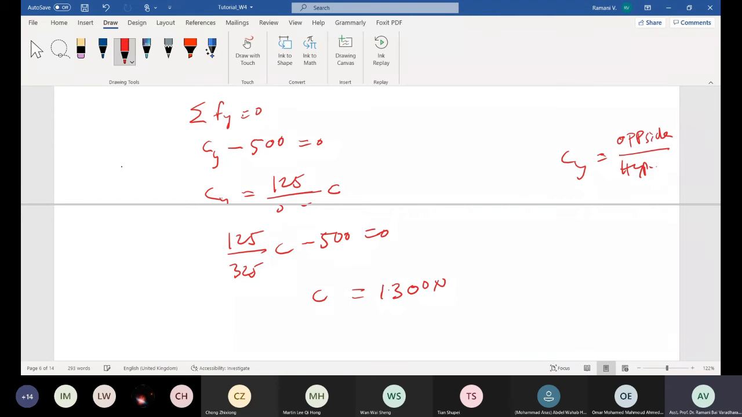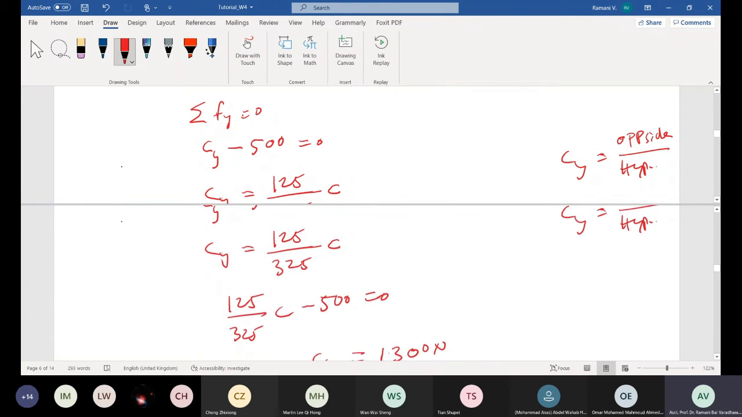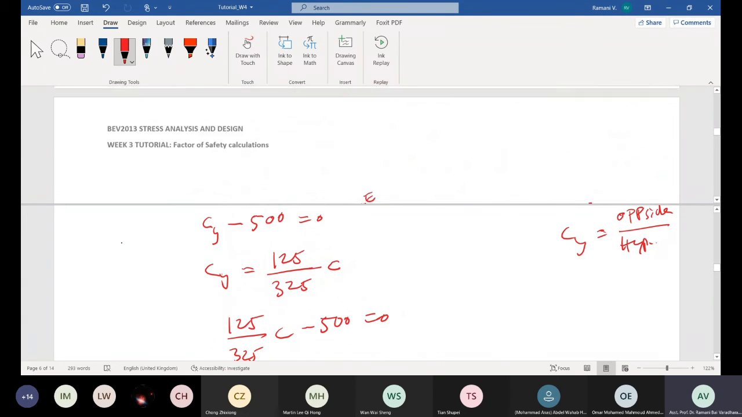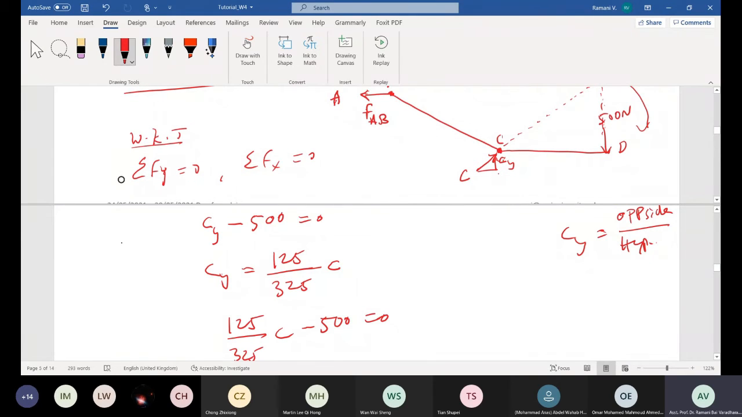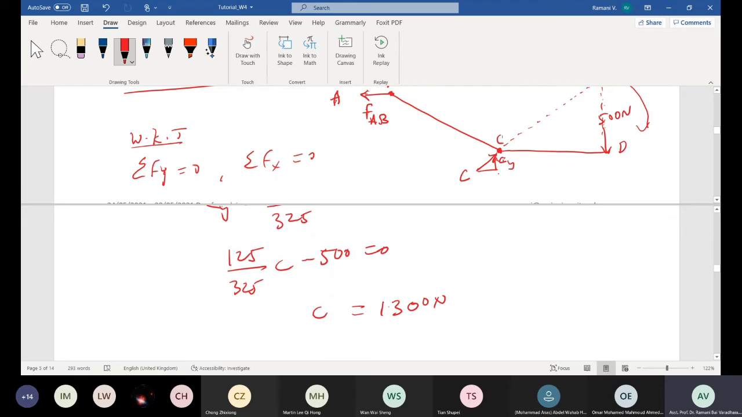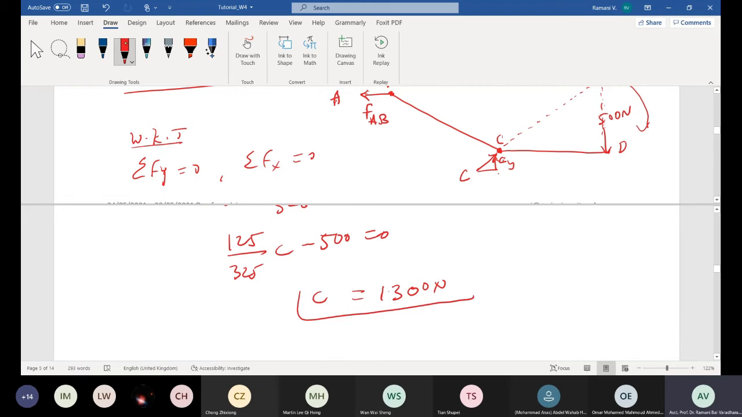1300. Please check your answer. 1300 is what we are getting. Now we solve for the first component, which was unknown to us. We wanted the vertical load acting on this portion, Cy. We found Cy. Next we move on to calculating the C value itself. We got the C value itself.